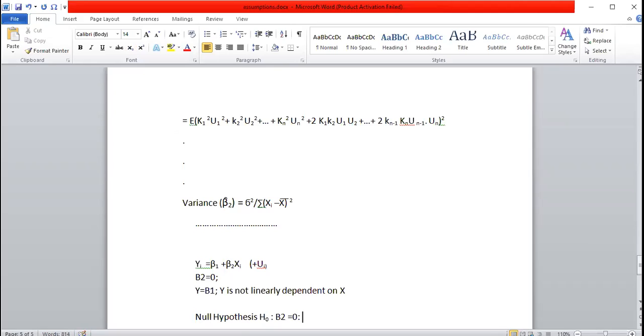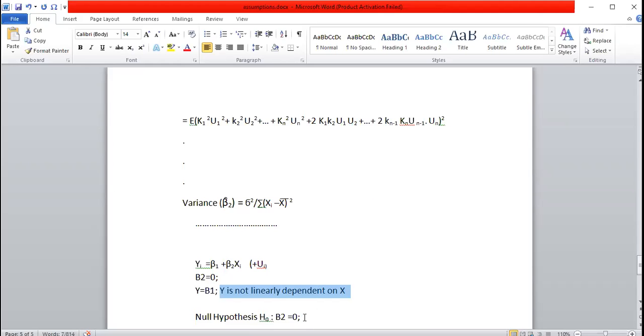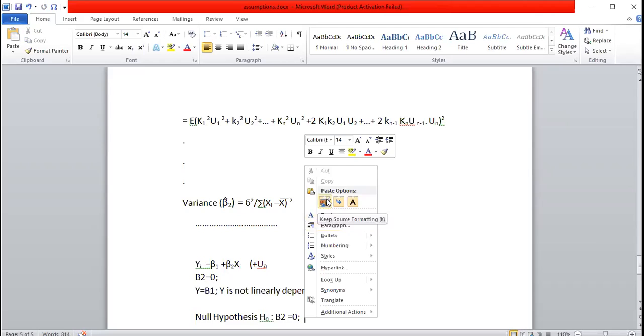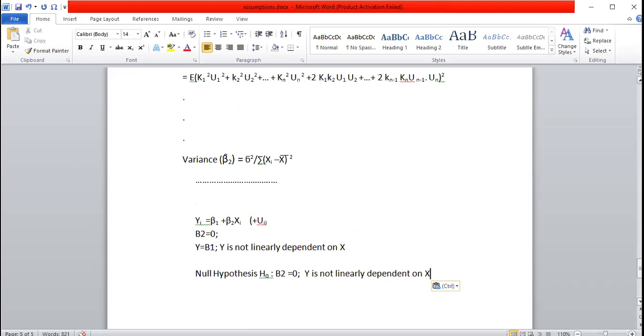What is the implication in our model? What does it mean? And I'll let you write clearly in plain English. It means y is not linearly dependent on x. I'm very picky about this line, because sometimes people do it mechanically, and don't know what they are doing it for.